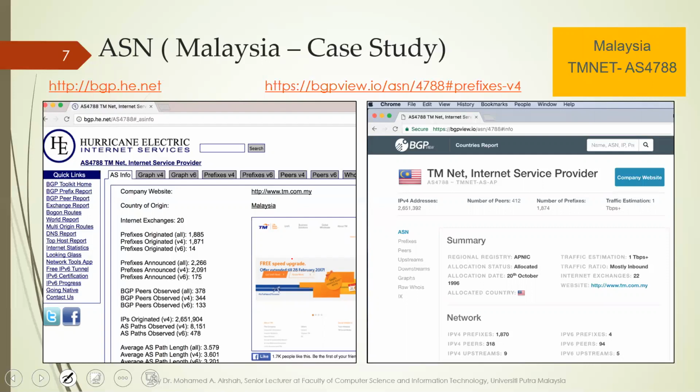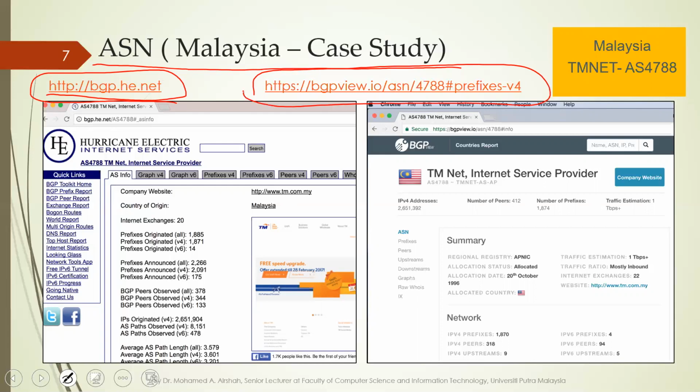Okay, for ASN in Malaysia case study, there are 2 websites. You can go to this website or this website to understand about the numbers used for the autonomous systems in Malaysia.